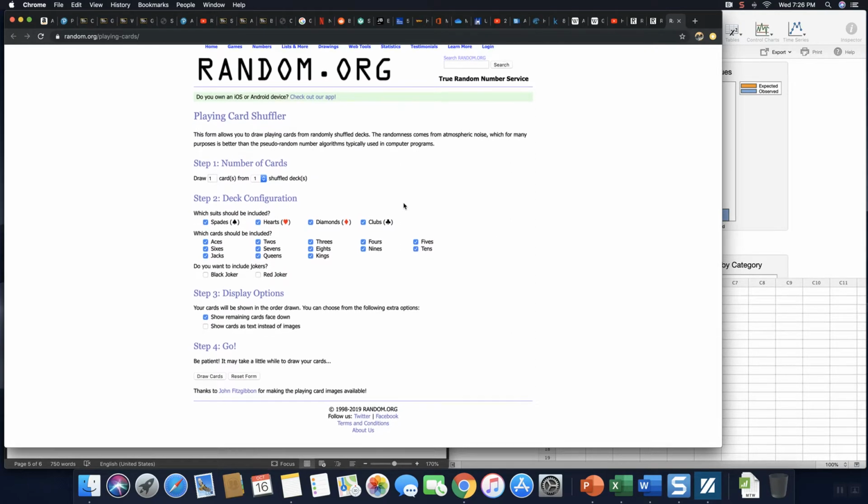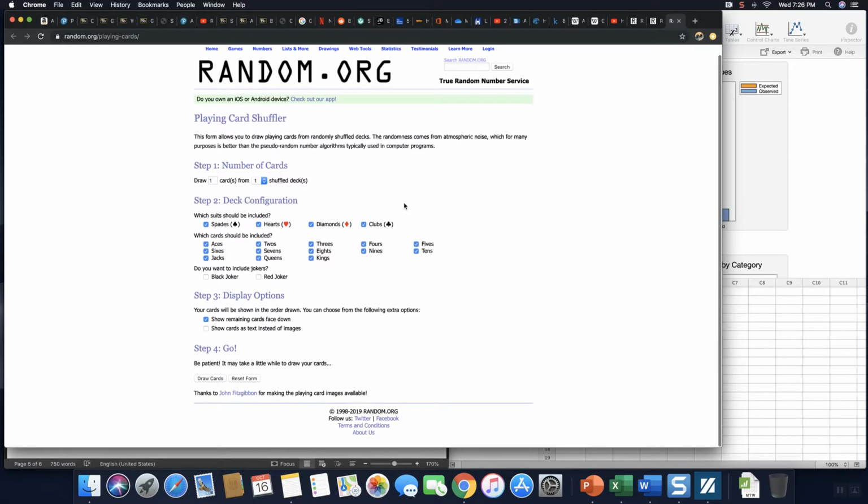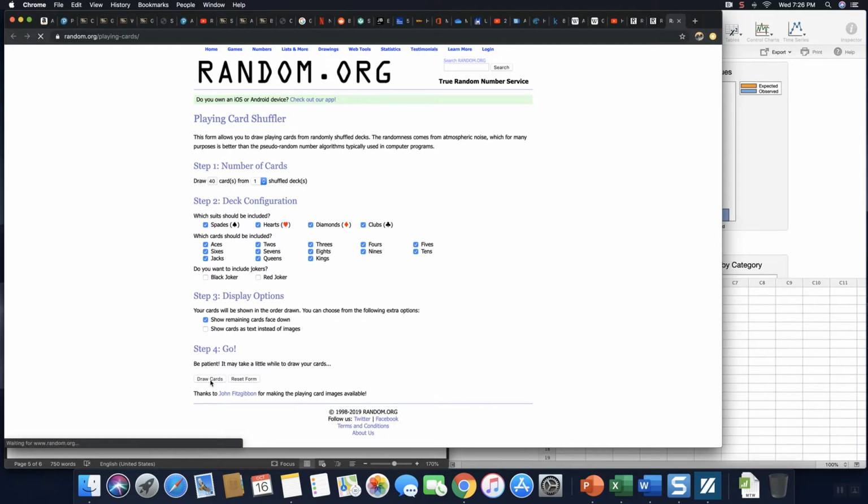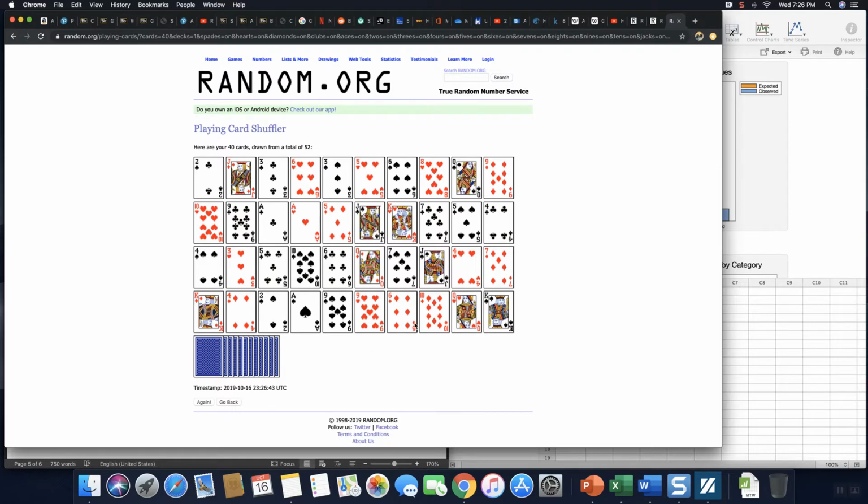Okay, so in Vegas, one of the things they do is they use multiple decks. So if you want, you can make this do multiple decks, which is kind of fun because then you have the same card appearing 5 times in your deck, but we're not going to do that. I want to draw a sample of 40 cards from one deck. I want to include everything. I don't want jokers. I want to display them face up so that you can see them, and we're going to draw our cards. Bam.